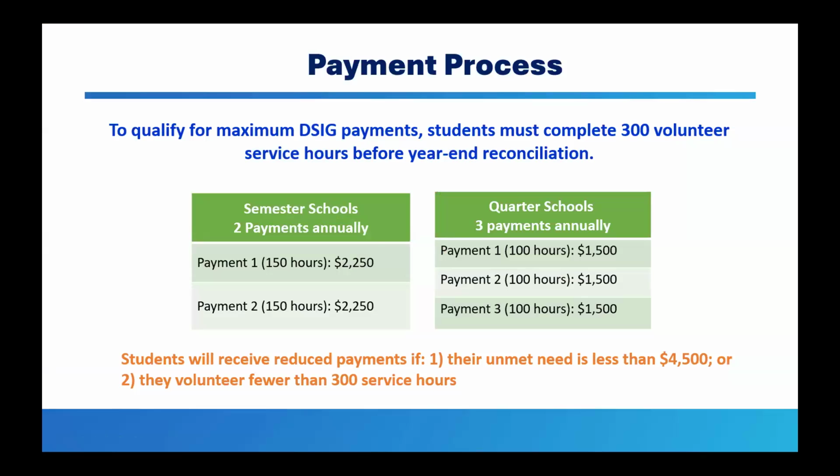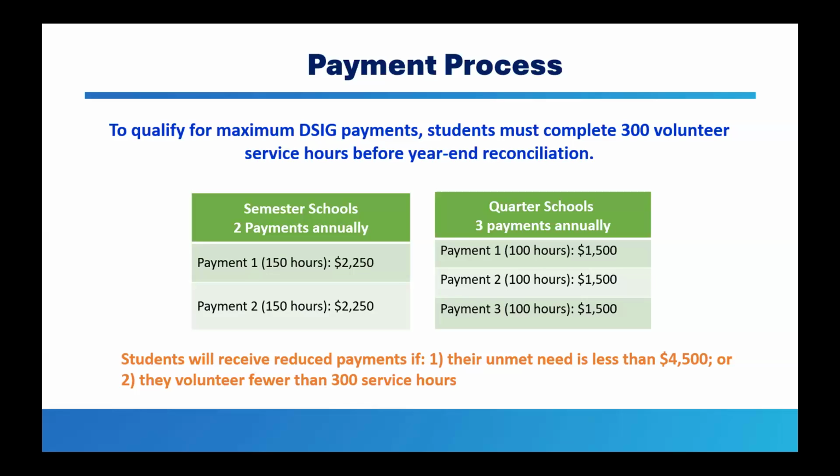So to qualify for the maximum payments for DSIG, the student needs to complete that 300 hours. It's going to look different depending on which school the student is attending, so a semester school versus a quarter school. At a semester school, the student is going to be waiting until they complete 150 hours, and then at that point, they can request their first payment. At a quarter school, we're looking at 100-hour increments for payment requests.